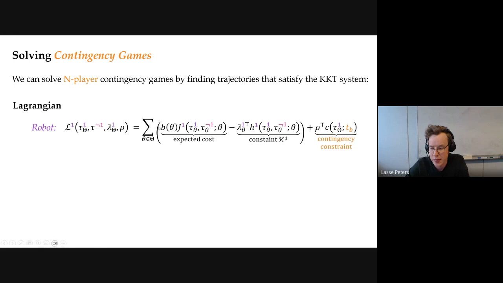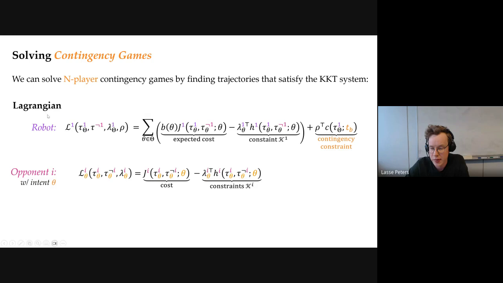And then for the human, so for the robot, we've assigned index 1, and the opponents, which may now be more than one human, are all the players with index larger than 1. For each of them, we have a version under a different intent parameter theta. Each of them has their own Lagrangian, which again comprises their cost minus lambda times their constraints. And since they are not planning in any contingent fashion, they just care about their version of the world. There's no notion of expectation or a contingency constraint.